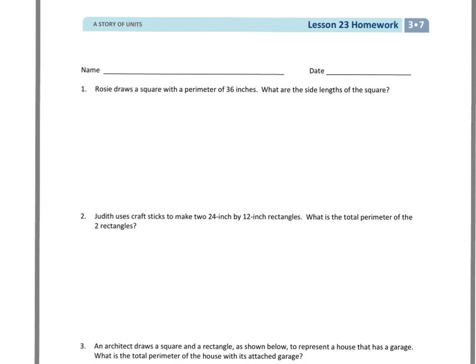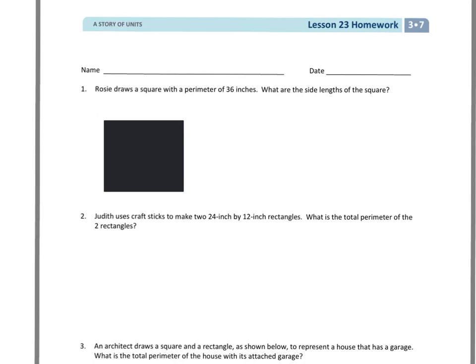For number 1 it says, Rosie draws a square with a perimeter of 36 inches. What are the side lengths of the square? So if I draw a square in here, and I know that the perimeter equals 36 inches, I know that that's all 4 sides added up. And I know that in a square, each side is equal, so there's 4 of the same number, meaning I'm going to take 36 and divide it by 4.